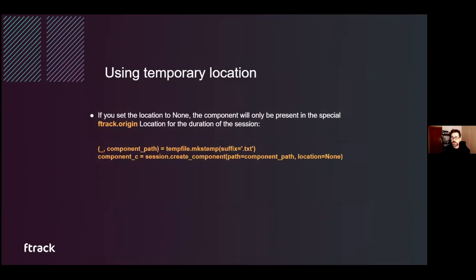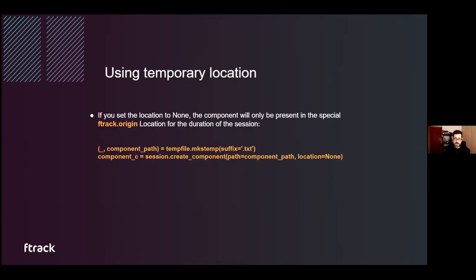Using temporary location is a little trick which I think some of you might find handy. Let's say, for example, you want to publish something, but you really don't want to publish it on disk. You can use the ftrack origin, which is basically a temporary location where you can temporarily store files. It will only be available for the duration of the session. You can store some stuff there, and by the end of the session it won't be there anymore. The file will be there, but it won't be tracked by ftrack anymore.